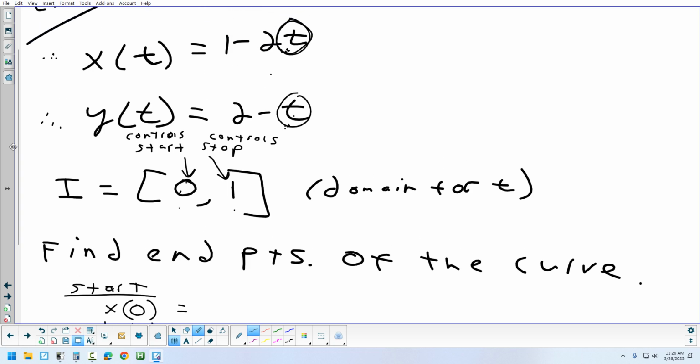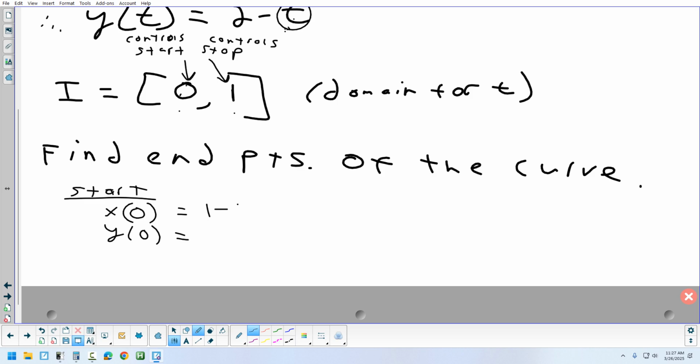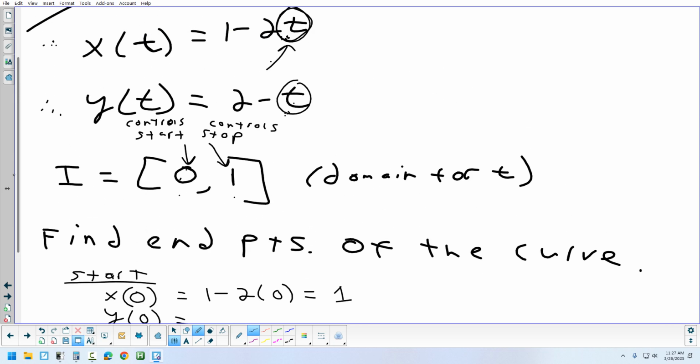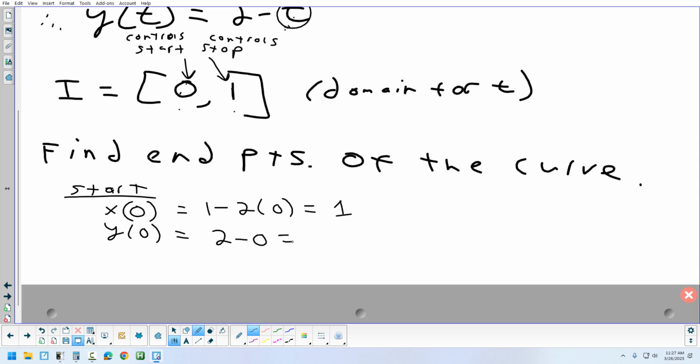Okay. If I plug 0 into my x formula right there, what will I get? 1. It's going to be 1 minus 2 times 0. That's the x value of where my graph starts. How about if I plug in 0 for t in my y formula? 2. I get 2 minus 0. Okay, so the starting coordinate is 1, comma 2. That's where the graph starts.